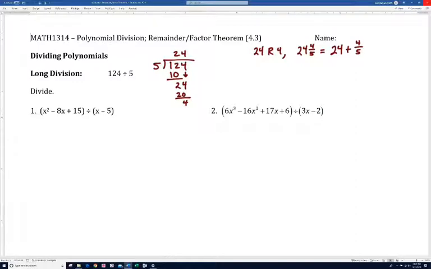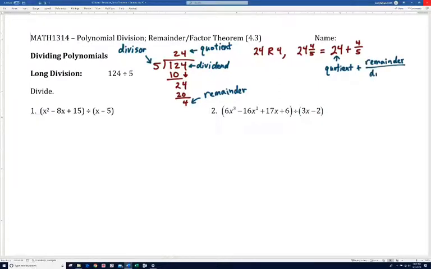Now, before we go any further, there's some terminology I want to remind you of. The 5 here is what we call the divisor. The answer to our division problem is the quotient. And of course, at the bottom here, we have a remainder. Now, these are the 3 most important ones, but there is another number here. The 124 is what we actually call the dividend. All right, so now if you looked over here at our answer, it's in the form quotient plus remainder over divisor. All right, so now let's do polynomial division.